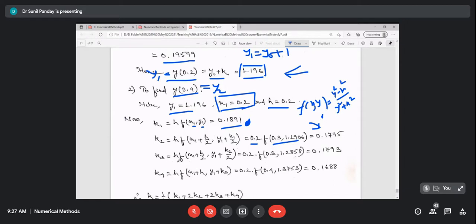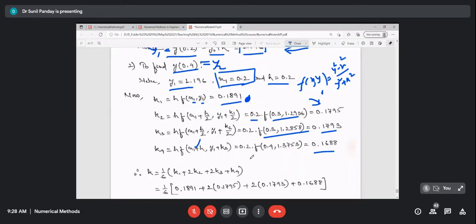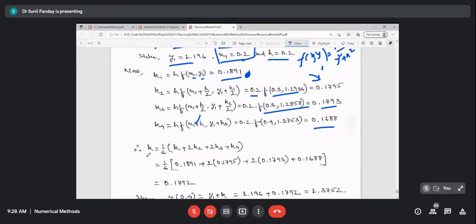Similarly, k3 is h f of (x1 plus h by 2, y1 plus k2 by 2), and from this definition we will get this one. Similarly, we will get k4 also. We have to remember that when we are calculating y2 from x1 y1, in the formula of the Runge-Kutta method, x naught y naught is replaced everywhere by x1 y1. Other things remain the same in the formula.